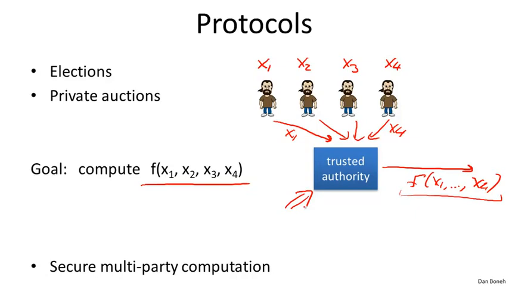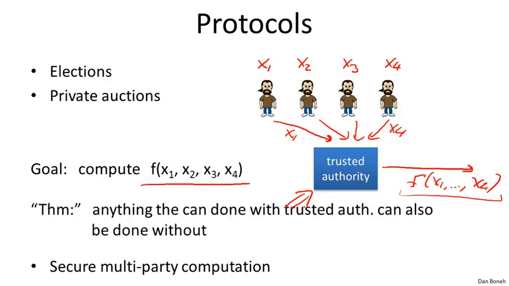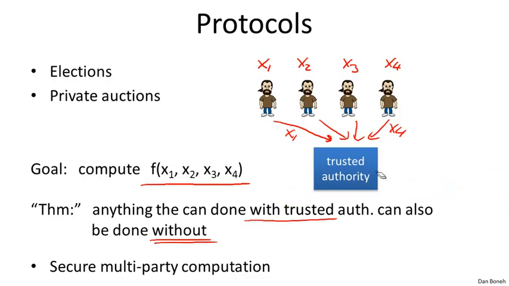And so there's a very central theorem in crypto. It really is quite a surprising fact that says that any computation you'd like to do, any function f you'd like to compute with a trusted authority, you can also do without a trusted authority. Let me at a high level explain what this means. Basically, we're going to get rid of the authority. So the parties are not going to send their inputs to the authority. In fact, there's no longer going to be an authority in the system.